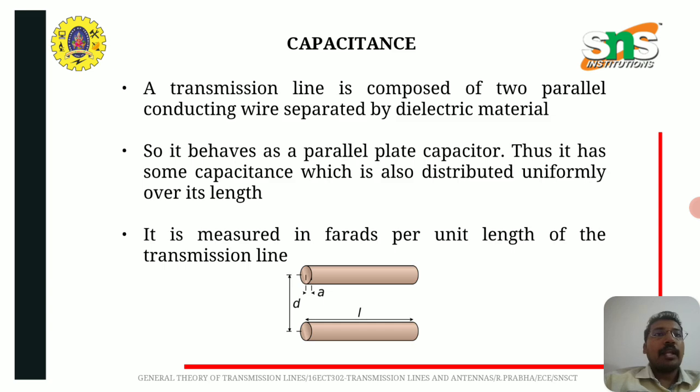Capacitance. A transmission line is composed of two parallel conducting wires separated by dielectric material. So it behaves as a parallel plate capacitor. Thus it has some capacitance which is also distributed uniformly over its length. It is measured in farads per unit length of the transmission line.